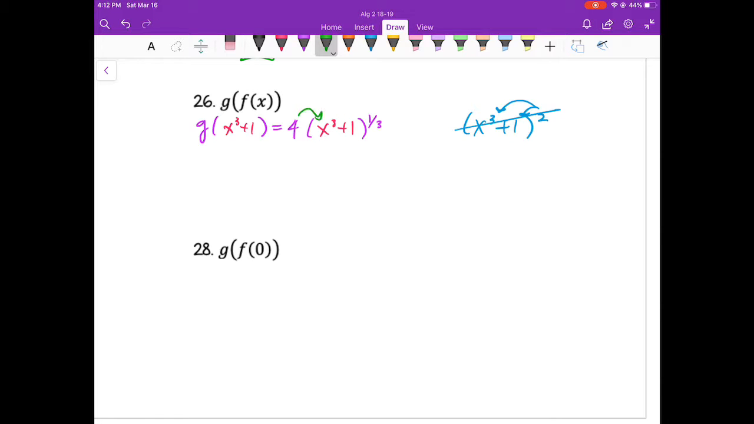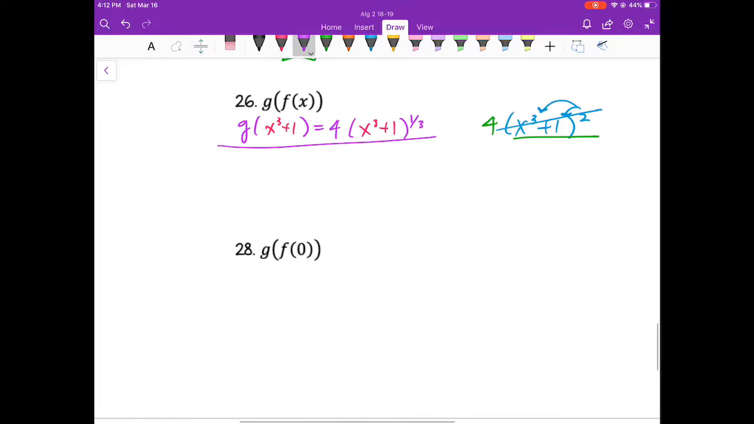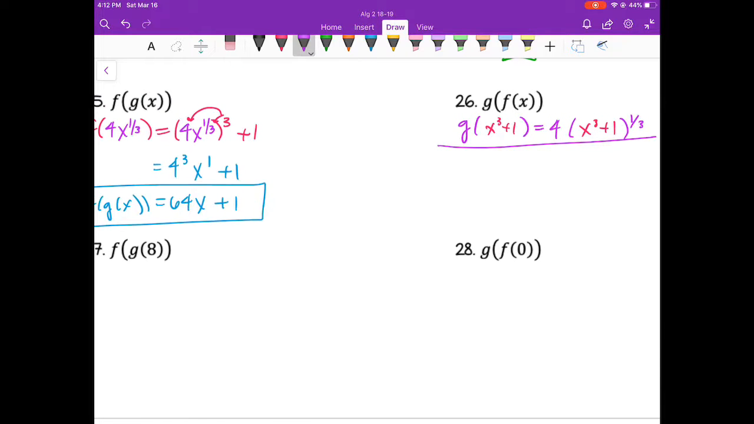Also, I won't be able to distribute that 4 in. Just like if I had a 4 in front of this, I would have to FOIL it first and then distribute that 4 through. So really there's not a whole lot else we can do to simplify. So we're just going to leave it as 4 times x cubed plus 1 all to the 1/3 power.